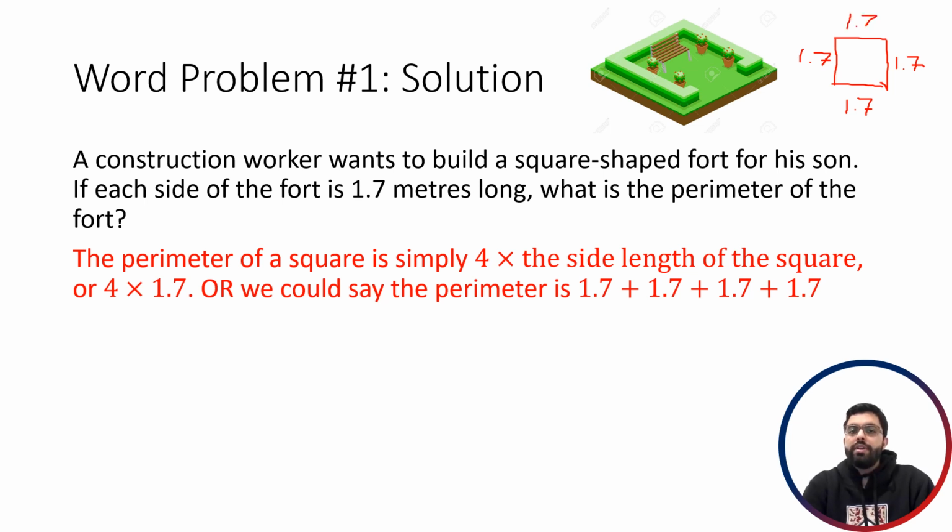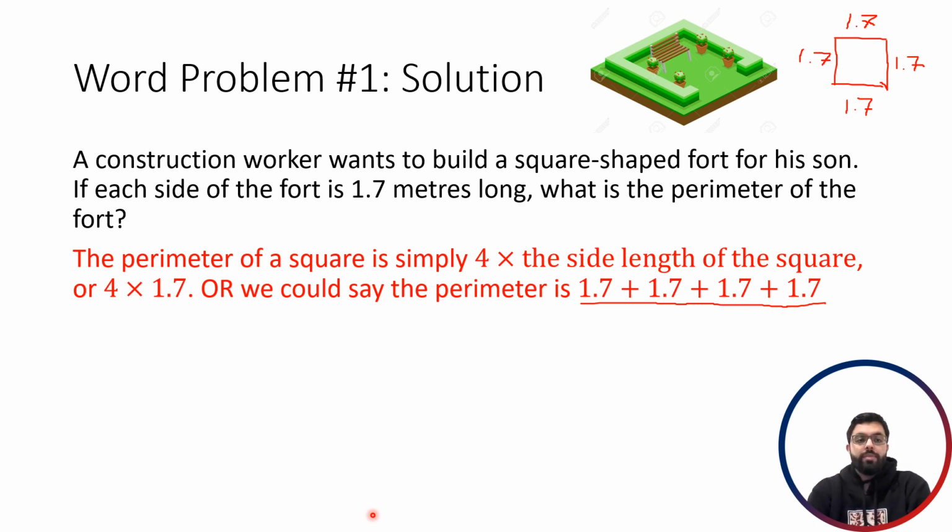So there are two ways to go about it. One way is you add up 1.7 plus 1.7 plus 1.7 plus 1.7, just adding up the four side lengths. The other way is, every square has four sides, and all the side lengths are equal. So I can do the side length, 1.7, times 4, because there are going to be four of those. Those are the two ways you can solve it.